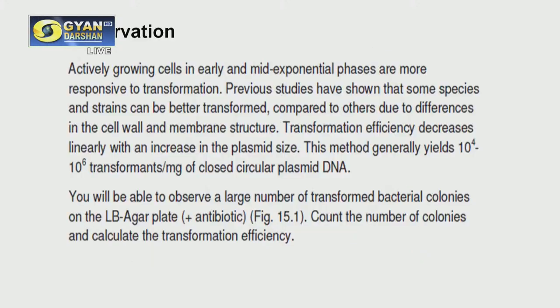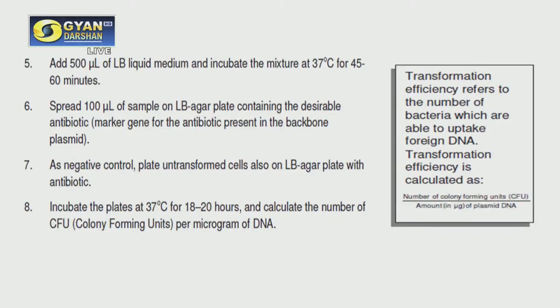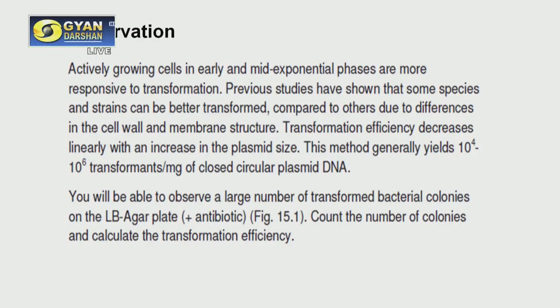And the transformation efficiency will be given by this formula: the number of colony forming units, abbreviated as CFU, divided by the amount in microgram of plasmid DNA. So you can calculate the colony forming units and you can calculate the transformation efficiency. That is how efficient your transformation process is. So that is actually the principle.